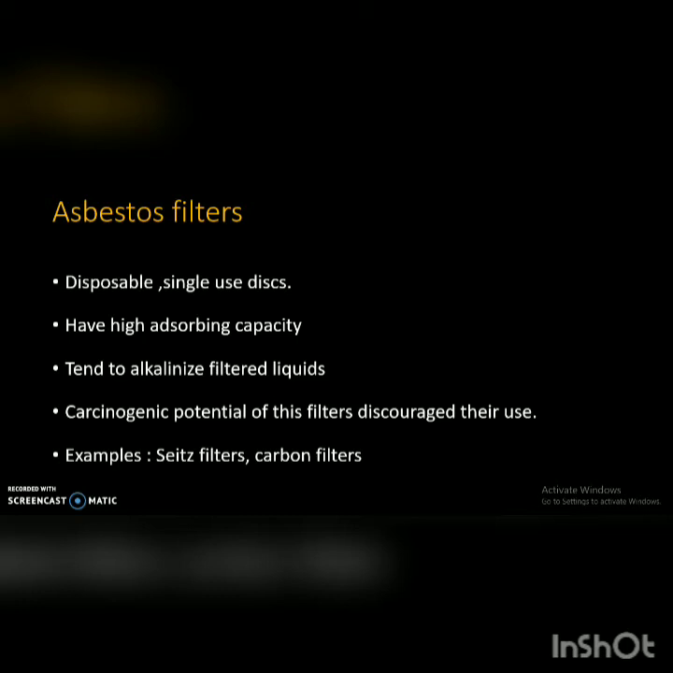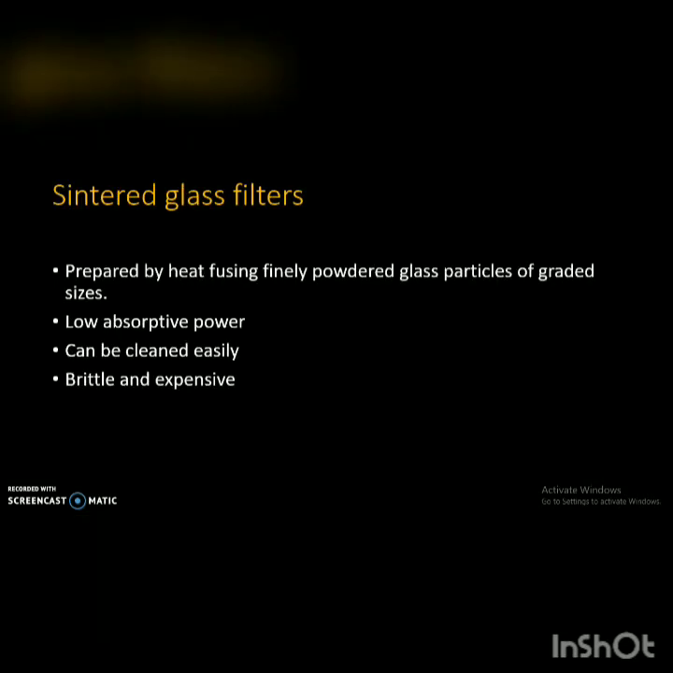Then asbestos filter is the second filter. It is a disposable single-use filter. They have high adsorbing capacity, but they have a tendency to alkalinize the filtered liquids, and they are also carcinogenic. So the use of this filter is discouraged. Examples are Seitz filter, carbon filters. Sintered glass filters can be prepared by heat fusing finely powdered glass particles of graded sizes, but low absorptive power can be seen. It can be easily cleaned, but it is brittle and is expensive.